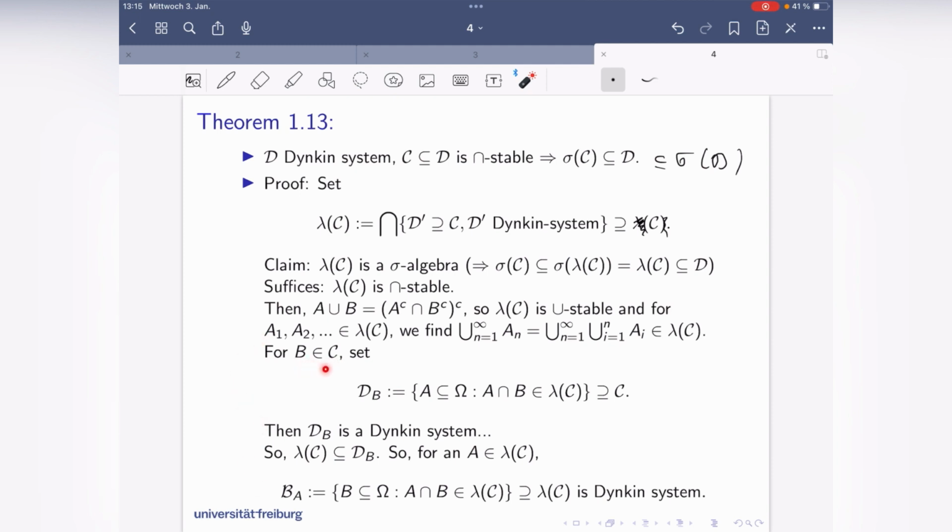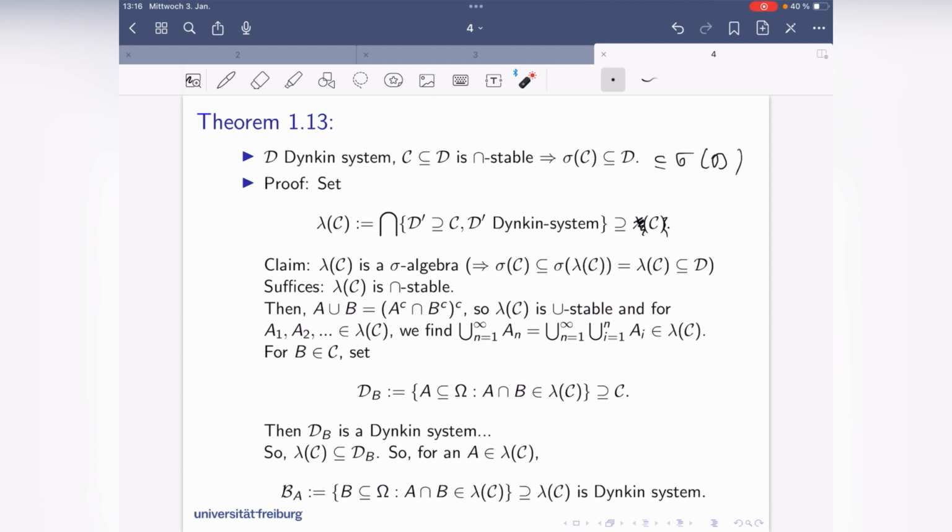Fix B in C. So B is a fixed set now. And I take the subset DB of all sets A such that the intersection of A and B is in lambda of C. And I say here that's a superset of C, because if A is in C and B is in C, then I have A intersect B, and I know that C is intersection stable, so this is then also in C, and therefore it's also in lambda of C.